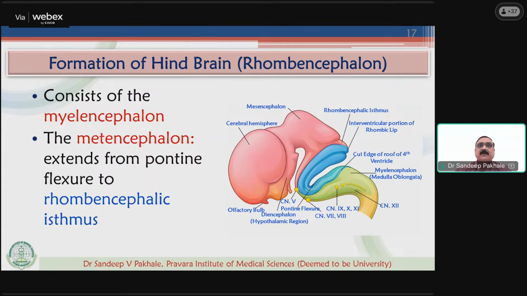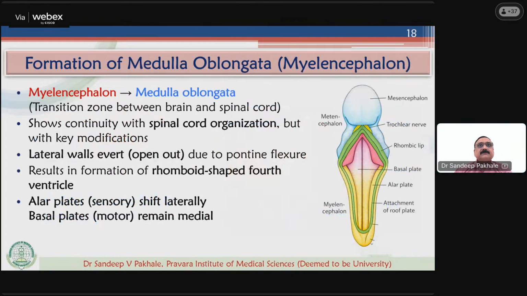Now focusing on the hindbrain or rhombencephalon, it is divided into two parts. The myelencephalon, which is the most caudal part and continues inferiorly with the spinal cord, eventually forms the medulla oblongata. So the medulla oblongata is formed from the myelencephalon. Now coming to the formation of the medulla oblongata.